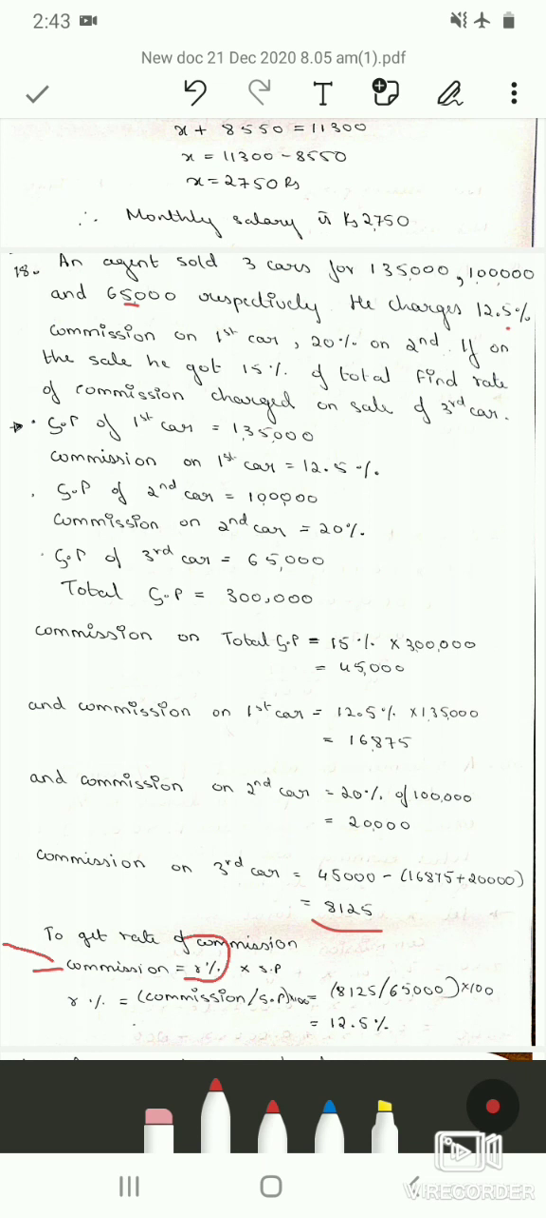So to get the rate of commission, we know commission is equal to rate percent into selling price. Therefore rate percent is equal to commission divided by selling price. So we got commission on the third car as 8,125 rupees, and we know the selling price of third car, which is 65,000. So 8,125 divided by 65,000 into 100, which is 12.5. Therefore the rate of commission charged on the sale of third car was 12.5%.